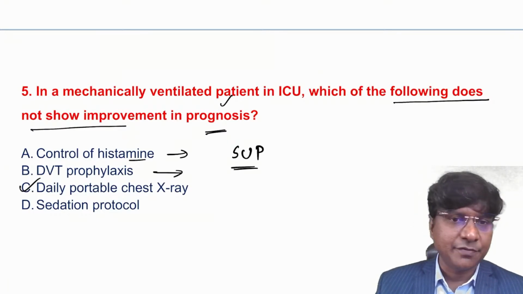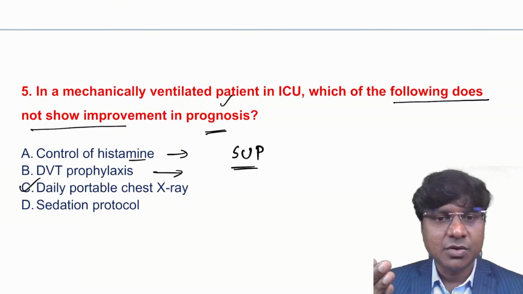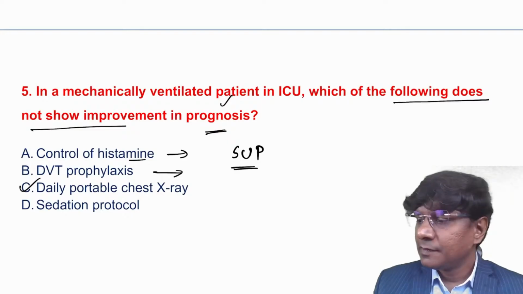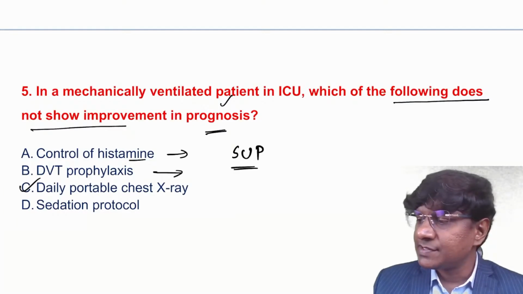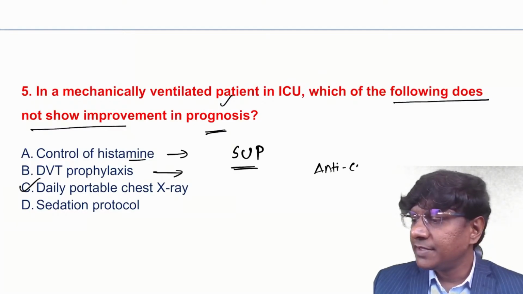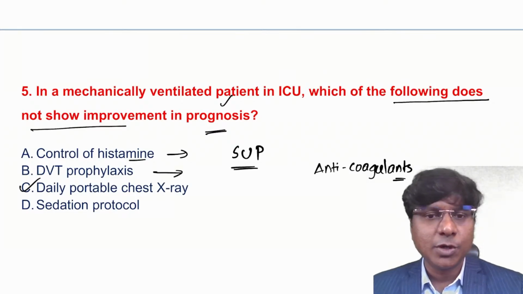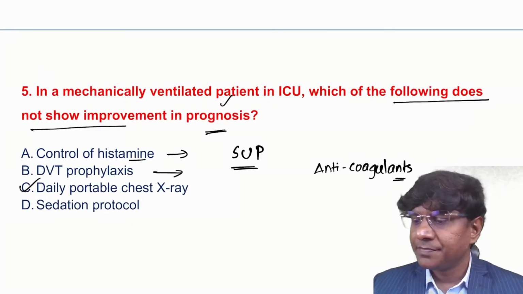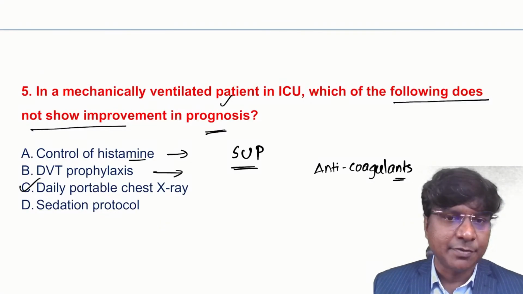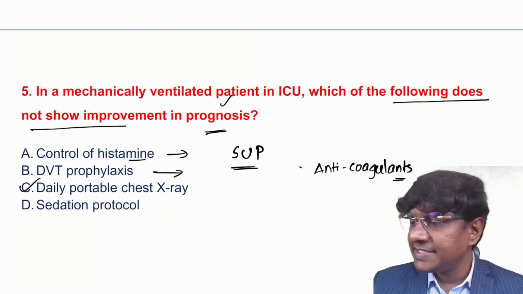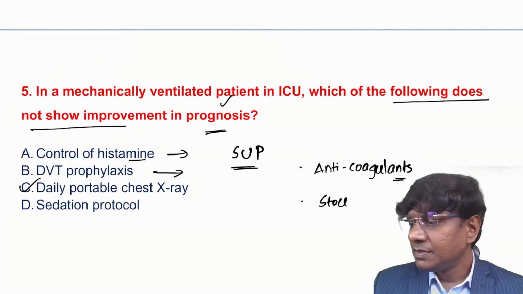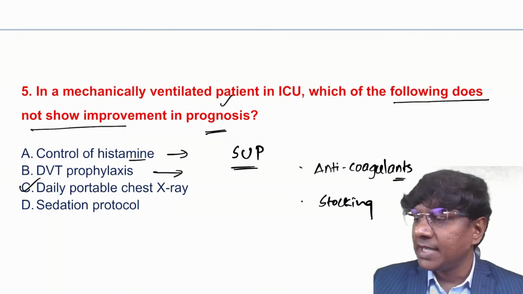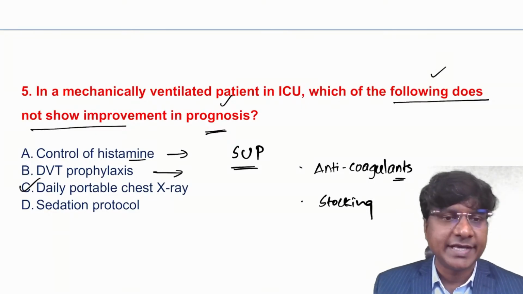And you take DVT prophylaxis. So, pharmacological or mechanical prophylaxis, right? What is the pharmacological prophylaxis? You need to give anticoagulants, that is low molecular weight heparin or fondaparinux. And what is mechanical prophylaxis? These individuals are advised pressure stockings. So these two will definitely improve the outcome in ventilated patients in the ICU.